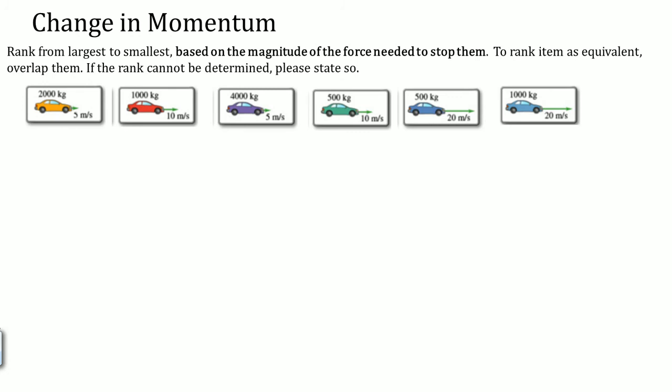Change in momentum. Rank from the largest to the smallest based on the magnitude of the force needed to stop them. This is actually a trick question. There's not enough information, because here F net is equal to delta P over delta T. You're going to need time for this.